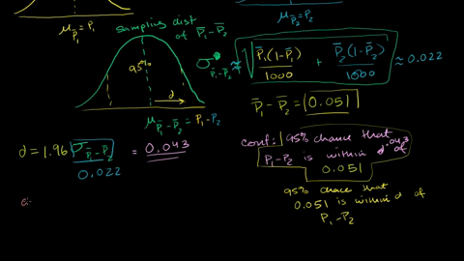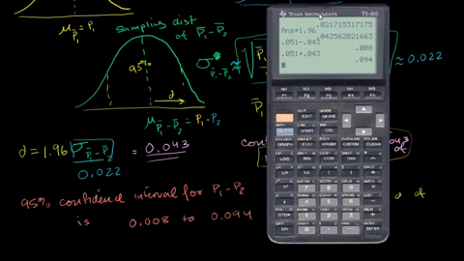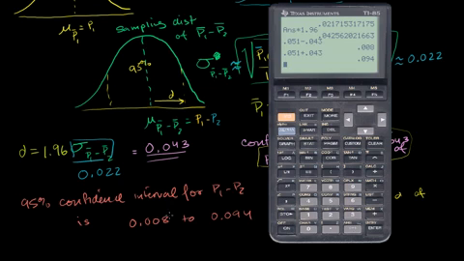who are going to vote for the candidate, the 95% confidence interval for P1 minus P2 is between 0.008 to 0.094. Have it right here on the calculator. And we're done. So it does seem we're confident that there's a 95% chance that men are definitely more likely to vote for the candidate than women.